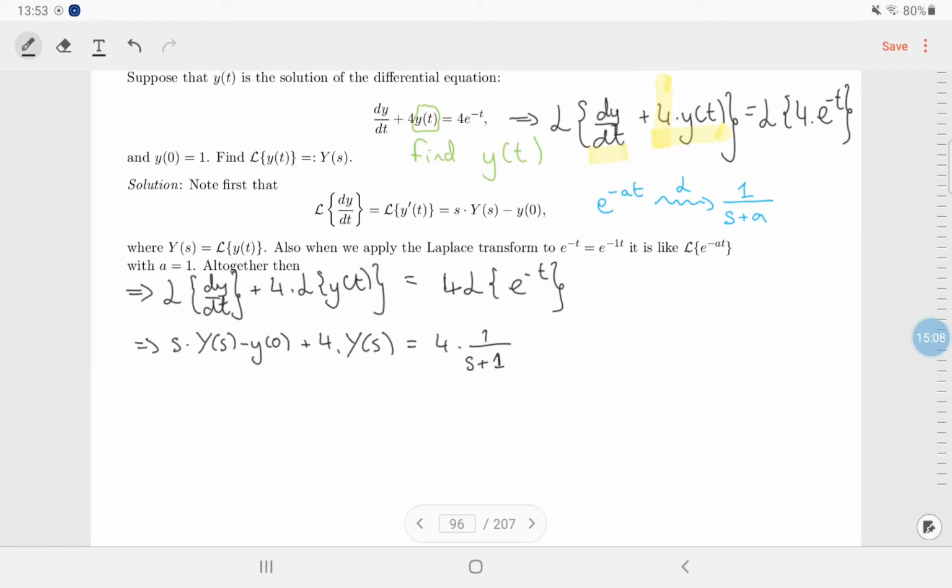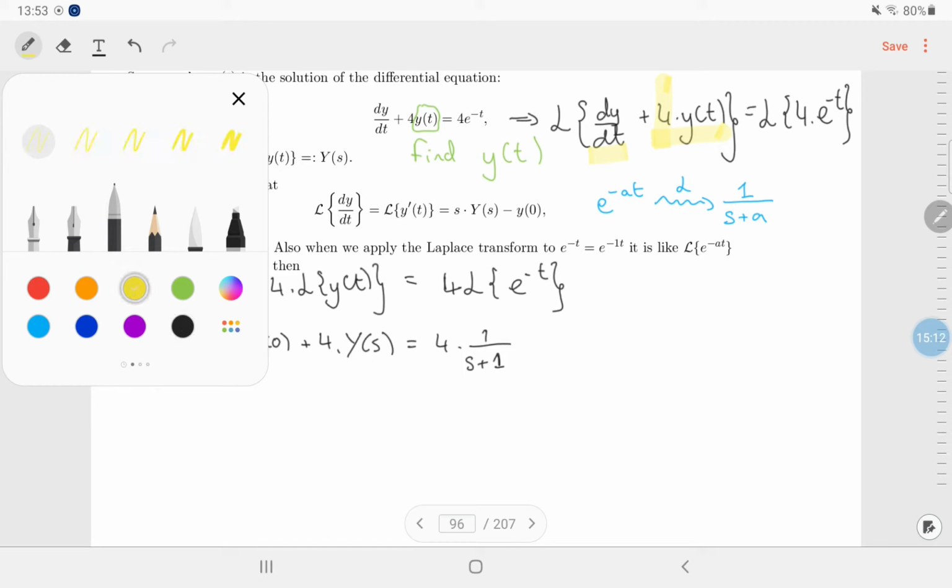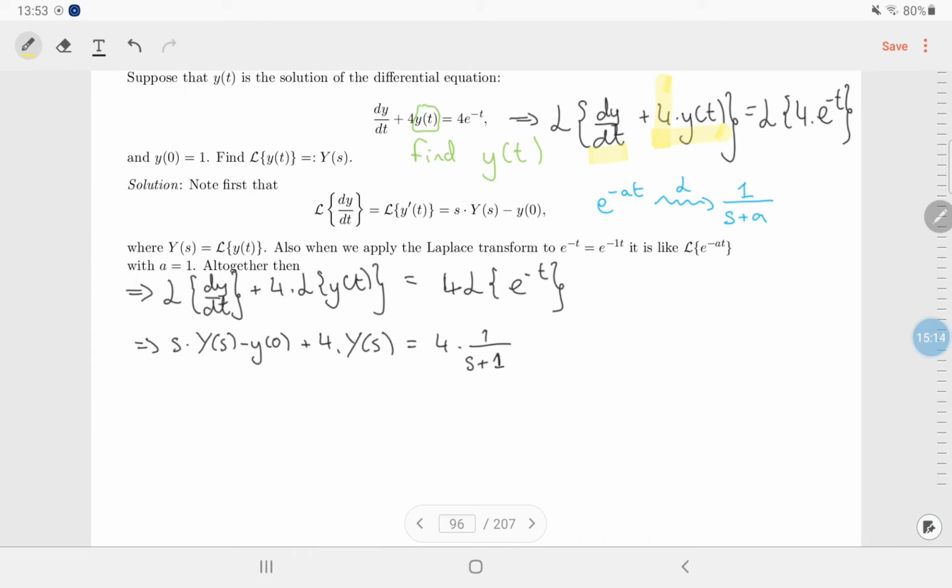Okay, so that's taking the Laplace transform on both sides. Now look at what you've done: you've turned this differential equation into an algebra equation. So your job now is to solve for big Y of S, but it's just an algebra problem. You've reduced difficult differentiation to very easy algebra.